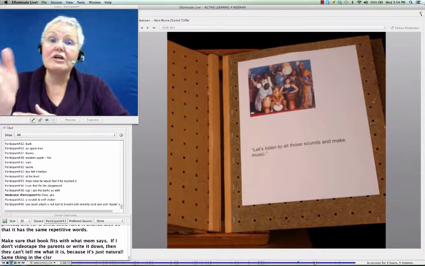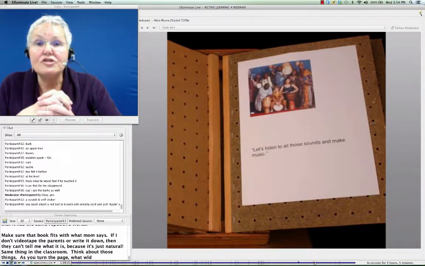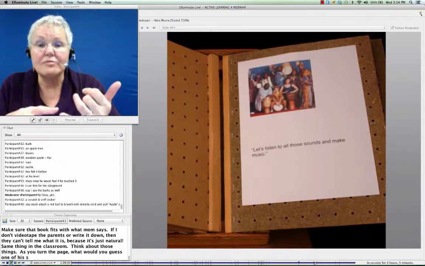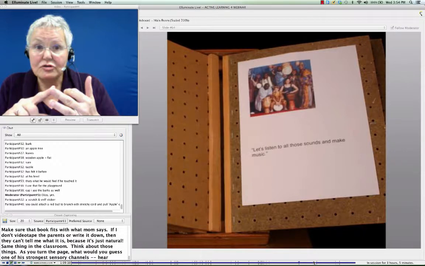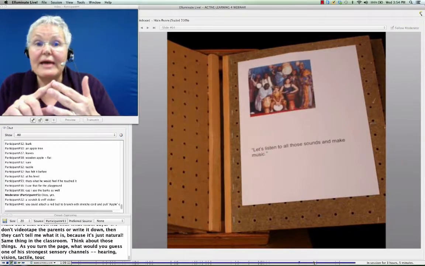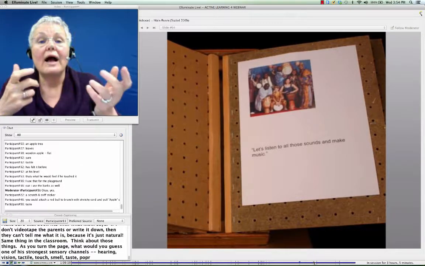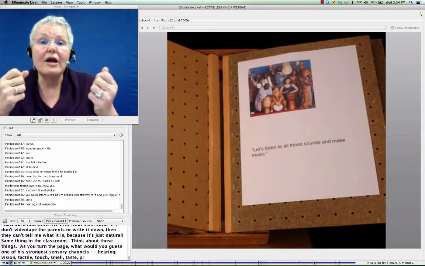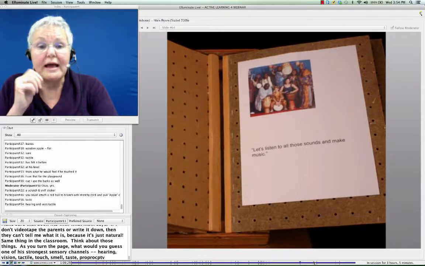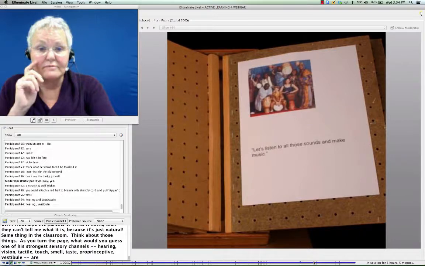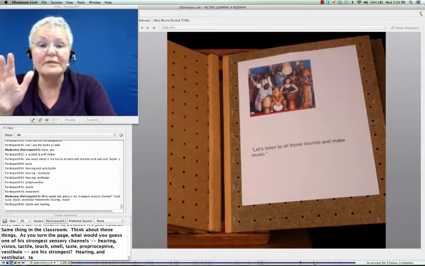And then if you're going to turn the page, what would you guess are one of his strongest sensory channels? I'm going to suggest we're talking the sensory channels of hearing, vision, tactile, touch, smell, taste, proprioceptive, movement kinds of things, and vestibular would be movement. What do you think are probably his strongest ones based on what you saw? So one person says hearing and then the vestibular tactile. Hearing and vestibular. Hearing, vestibular, proprioceptive, tactile, movement.